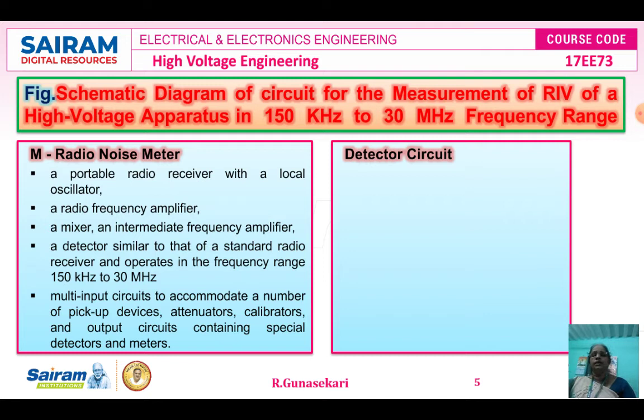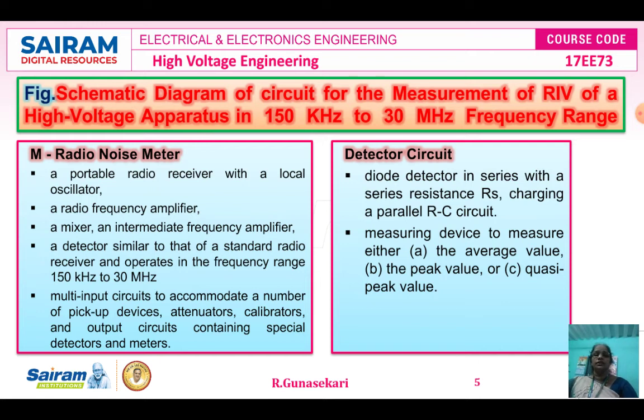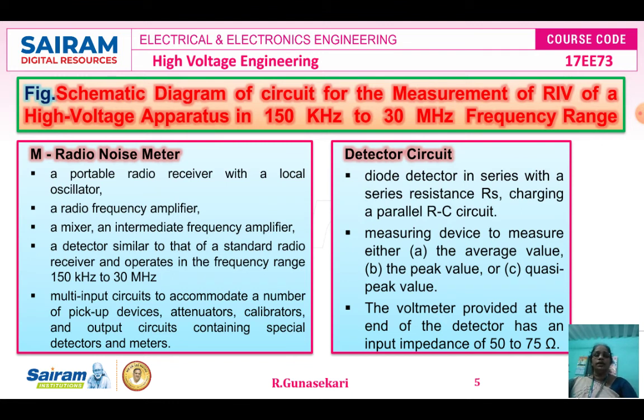Other than the radio noise meter, the circuit consists of a detector circuit. The detector circuit consists of a diode rectifier in series with the series resistance Rs charging a parallel RC circuit, which is shown in the figure. The detector circuit consists of a measuring device to measure either the average value, the peak value, or the quasi-peak value. It also has a voltmeter at the end of the detector circuit, used with an input impedance of 50 to 75 ohm.